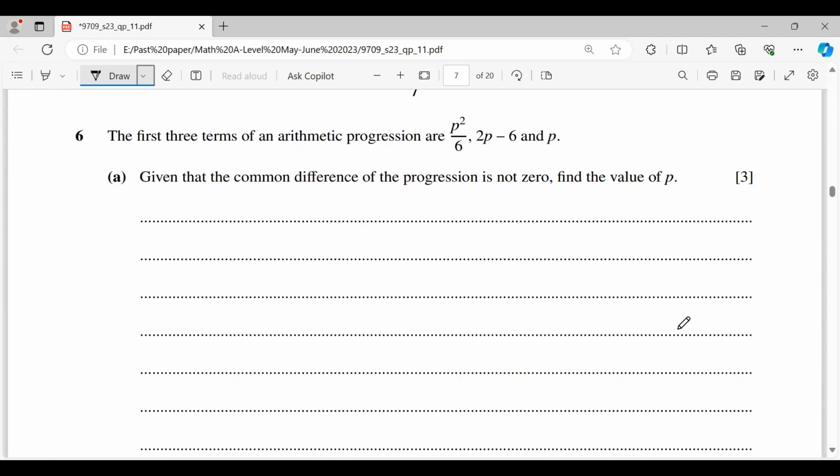Question six. The first three terms of an arithmetic progression are p squared over 6, 2 pi minus 6, and p. Given that the common difference of the progression is not zero, find the value of p. We are going to find the value of p.